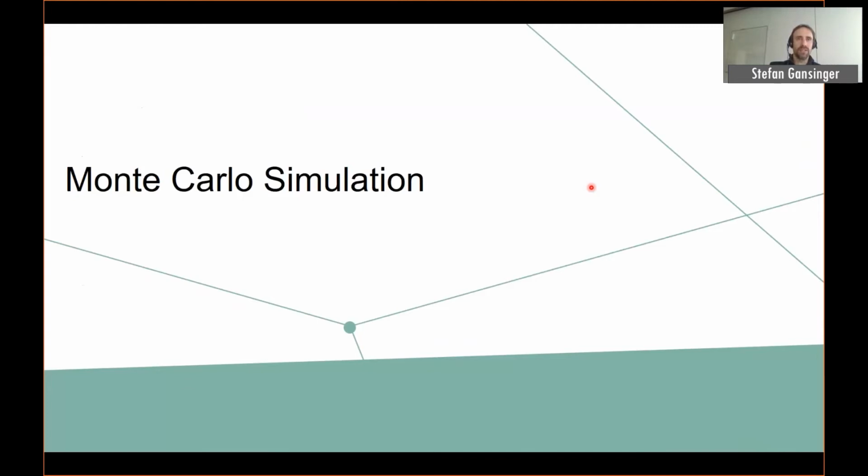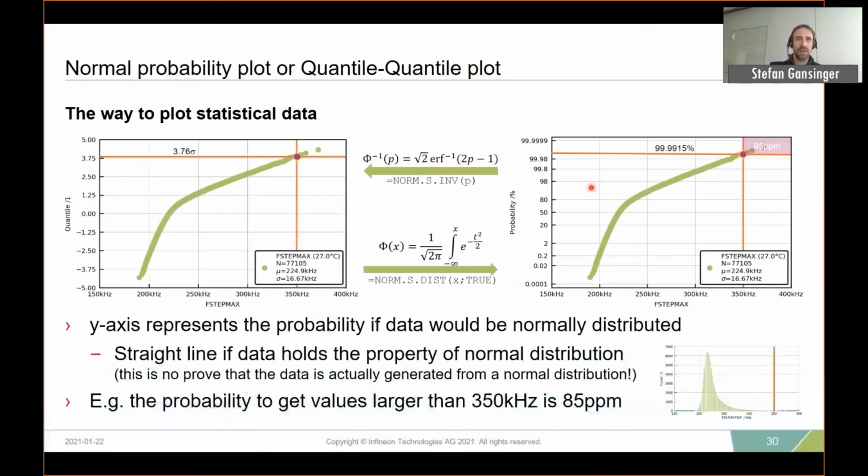I see a question in the chat. It states the y-axis is logarithmic. I have to say this is not true. This is not a logarithmic axis. This depends on whether you use quantile or probability. The quantile is a linear axis, and the probability axis is scaled to the probability. So this is not linear, but also not logarithmic. This follows the Gaussian distribution.